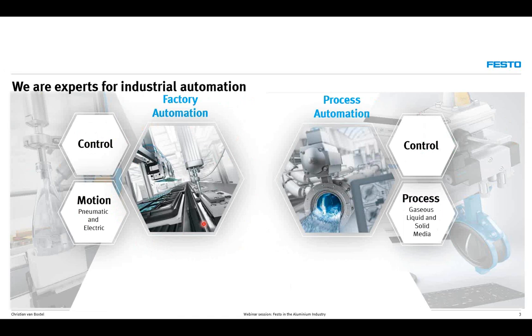Besides this, we also have a second industry segment, which we consider process automation. Still, we focus on the control level, but besides the control level, we also focus on processes. These can be gaseous, liquids, solids, or media, and they can be different from the typical applications we see in factory automation. For addressing these applications, we have our process automation pillar, with dedicated products, teams, and resources, as we in many cases see that standard factory automation components are not always 100% suitable to use in process automation conditions.